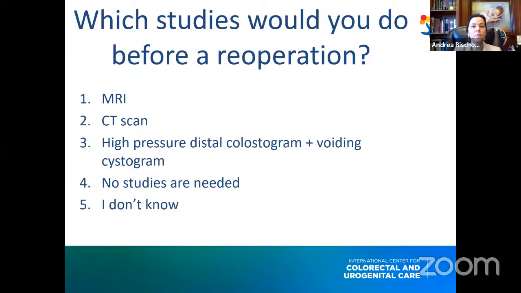I think that's very important. So you know how much distal bowel you have, and also the voiding cystogram, so you can determine exactly where in the urethra is this connection. And because the patient supposedly had a rectal bladder neck fistula, you also want to inspect everything. So at least a high pressure distal colostogram and the voiding cystogram before you operate on this patient. You will need a Foley catheter and be ready for a difficult operation.